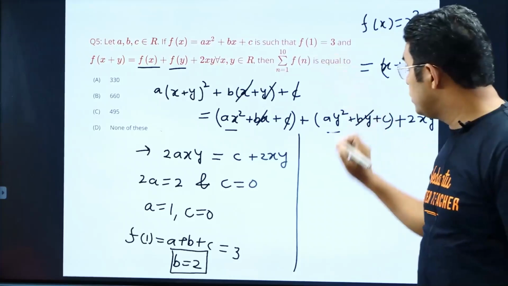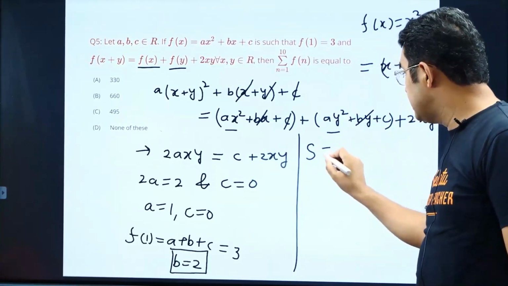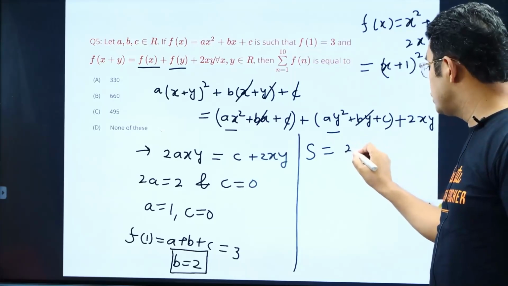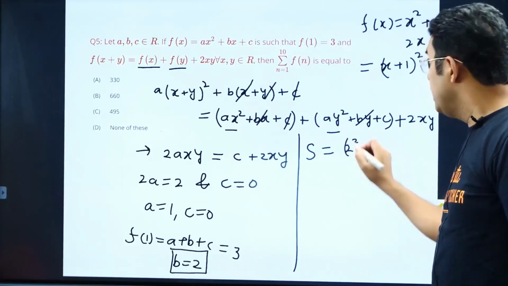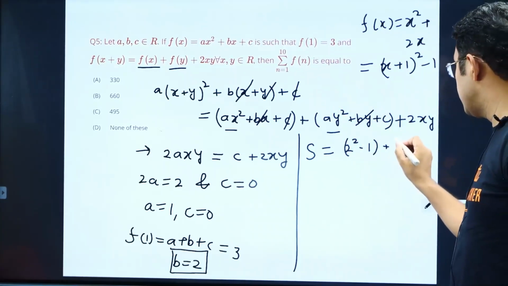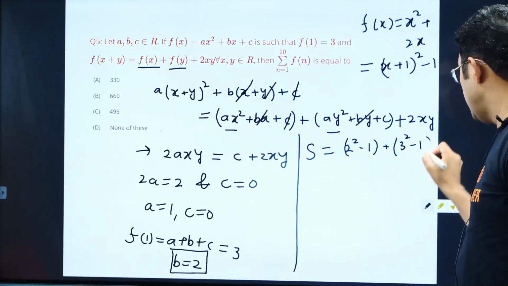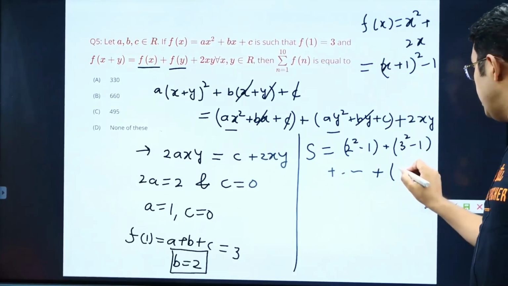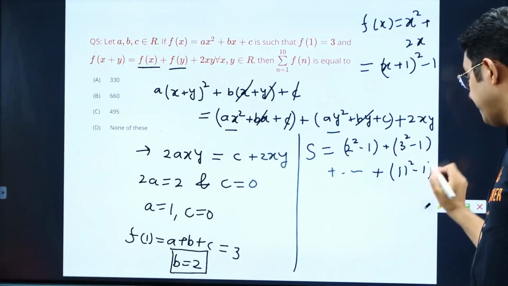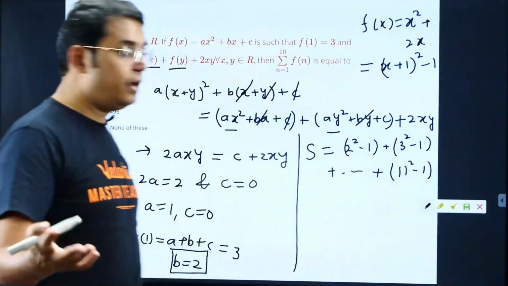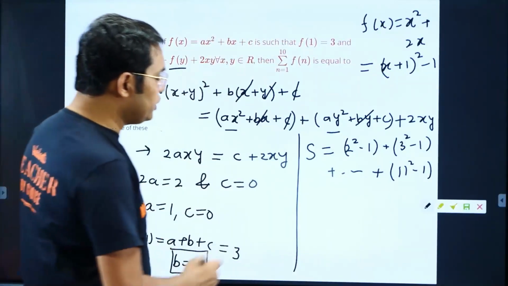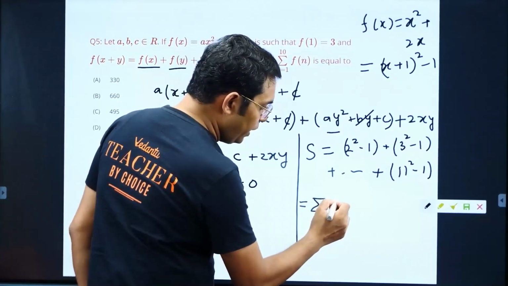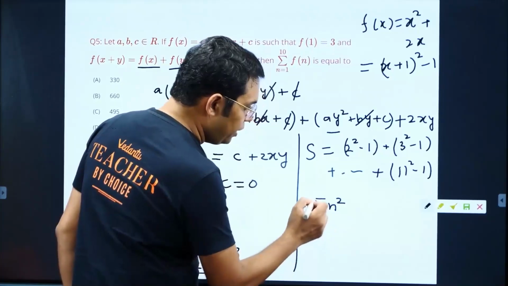Now if we have to do this summation, for putting n equal to 1, we will be getting 2 square minus 1. If we put n equal to 2, we will be getting 3 square minus 1 and so on. If we keep on doing this, when n is equal to 10, it will be 11 square minus 1. So we can use the formula that we studied in the sequence and series chapter. We can write it as summation of n square, where n starts from 1 to 11.